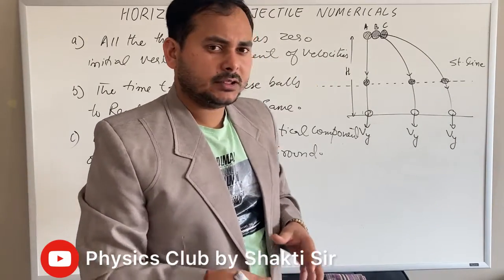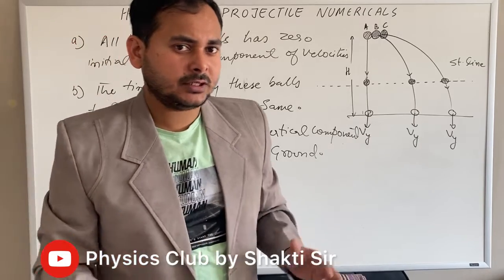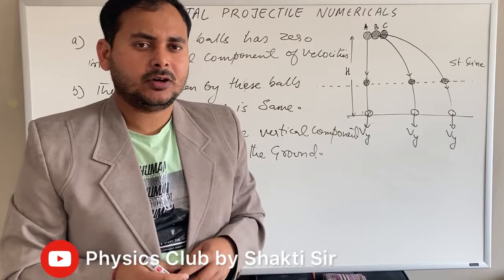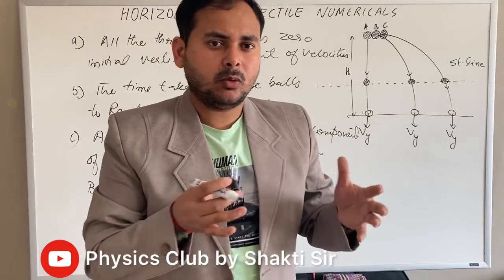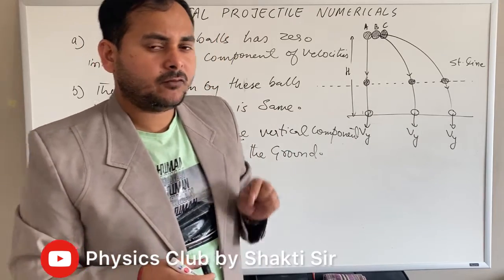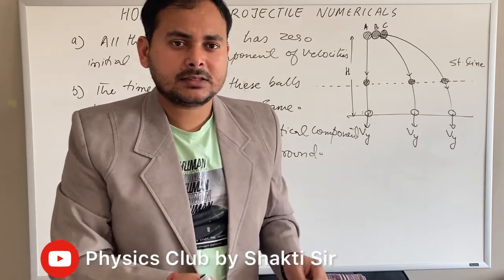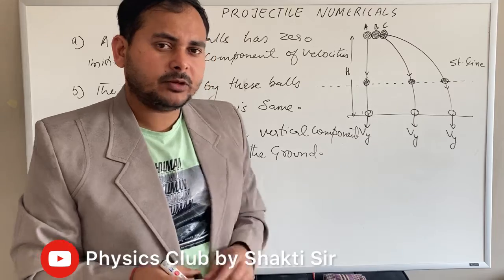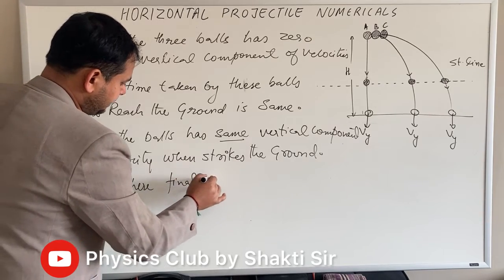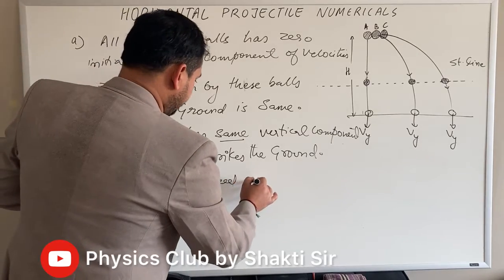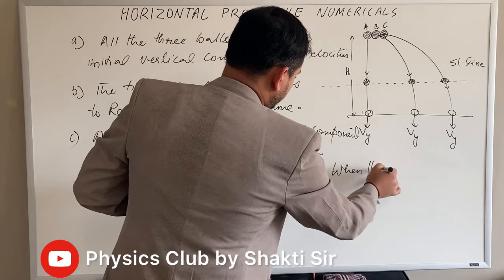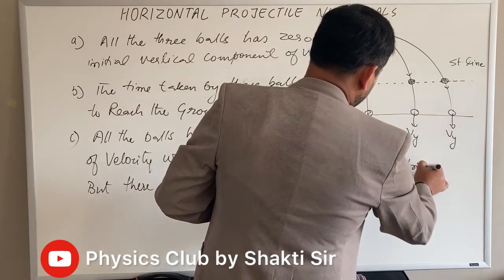But the total speed of the balls when they strike the ground is totally different, because ball A has zero horizontal component when it strikes the ground. Ball B has a different velocity component along the horizontal direction compared to ball C. Balls B and C both have horizontal components but with different magnitudes. Therefore, their final speeds, or final velocities, when they strike the ground are different, but only the vertical components remain the same. Their final speeds are different when they strike the ground.